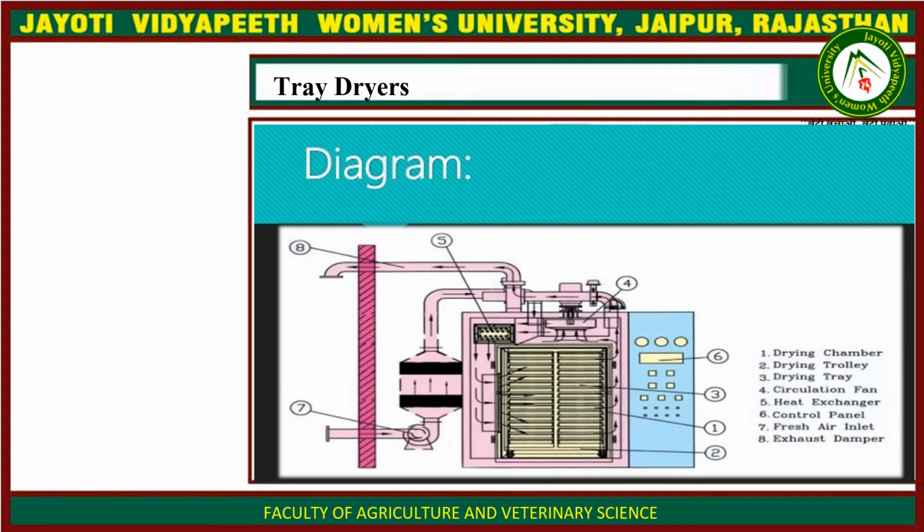This is the diagram of the tray dryer, in which this is the drying chamber. This is the drying trolley. These are the drying trays, the circulation fan, and this is the heat exchanger, and the sixth one is the control panel. Here we see the time temperature combination. We basically set the time temperature combination and this is the display. Then the fresh air inlet, 7th point, and 8th is the exhaust damper.